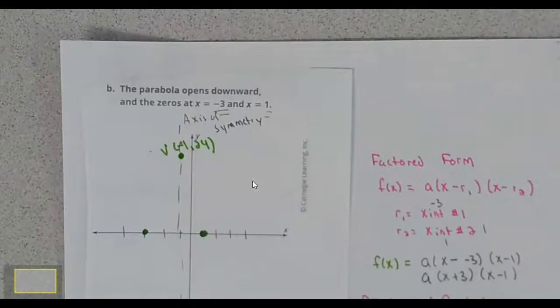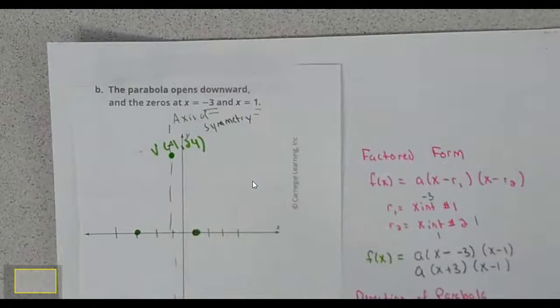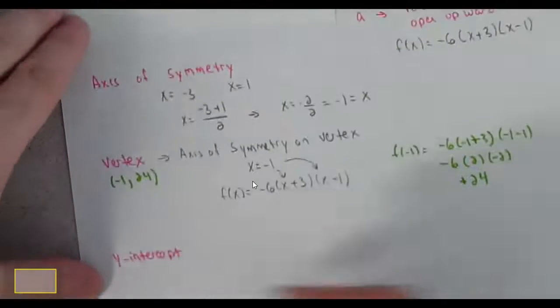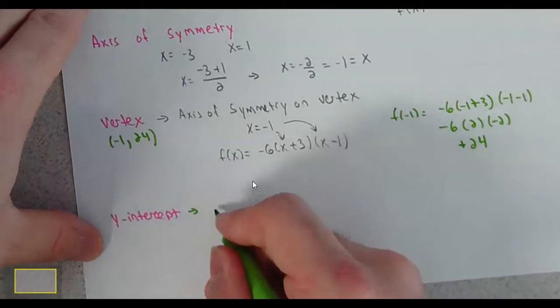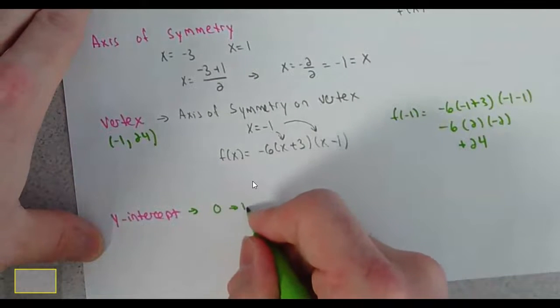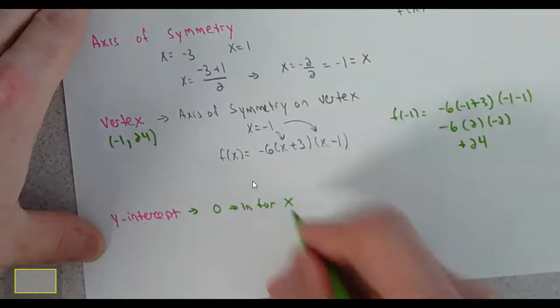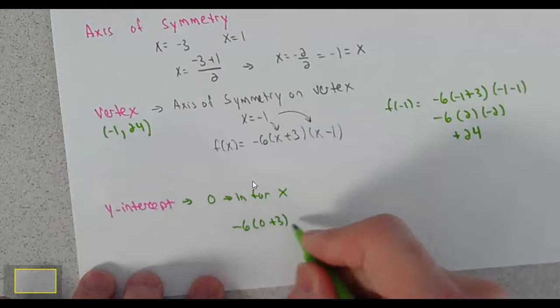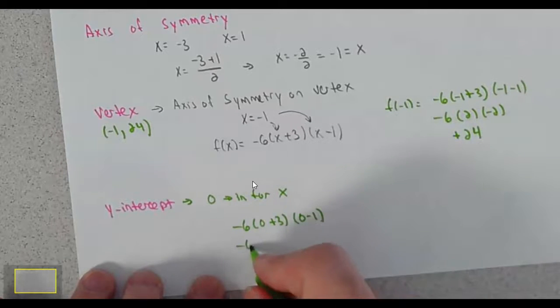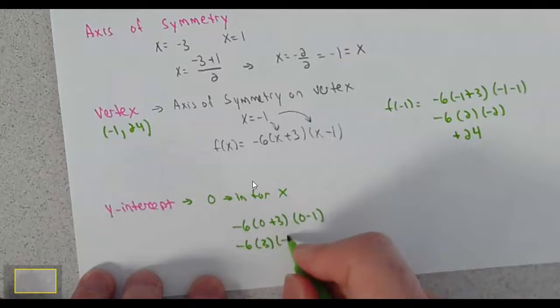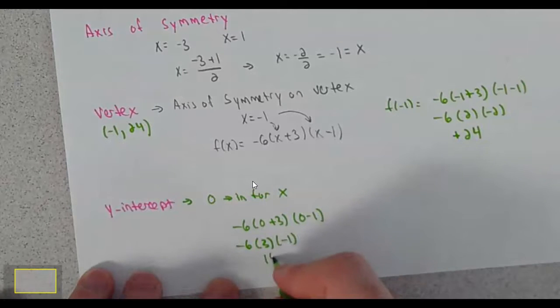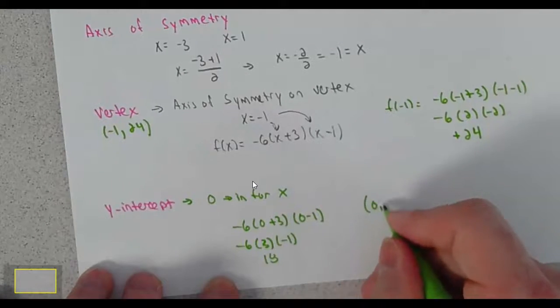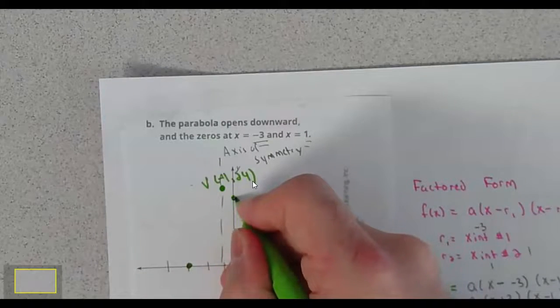Oh boy, went off the page. -1, 24 is my vertex. Okay, well then we just got to find out what our y-intercept is. So we're going to plug 0 in place of x. So I'm going to do -6 times 0 plus 3, 0 minus 1. So -6 times 3 times -1 is positive 18. So your y-intercept is 0, 18. I'm going to kind of sketch that on my graph.